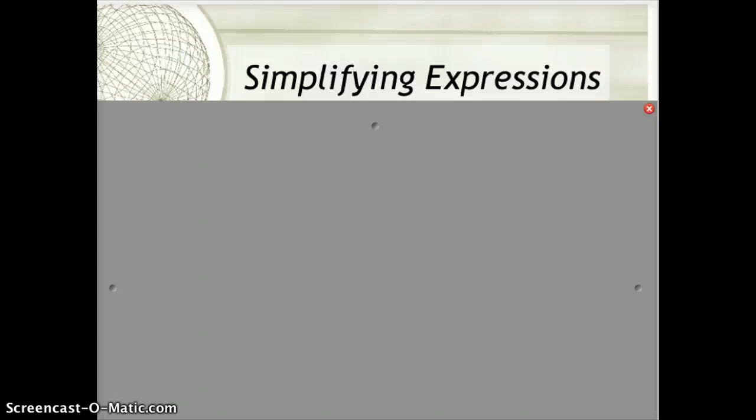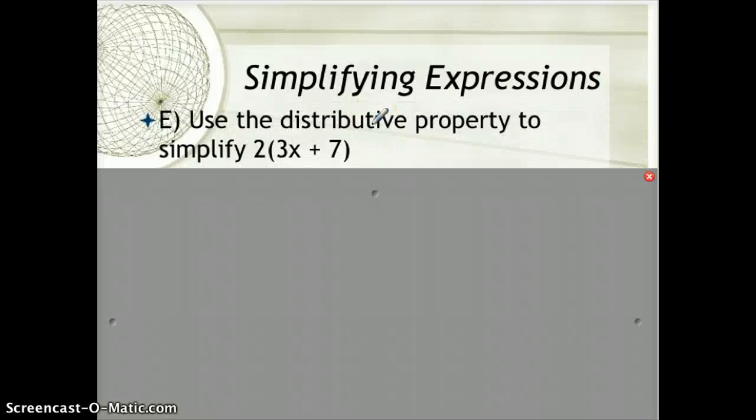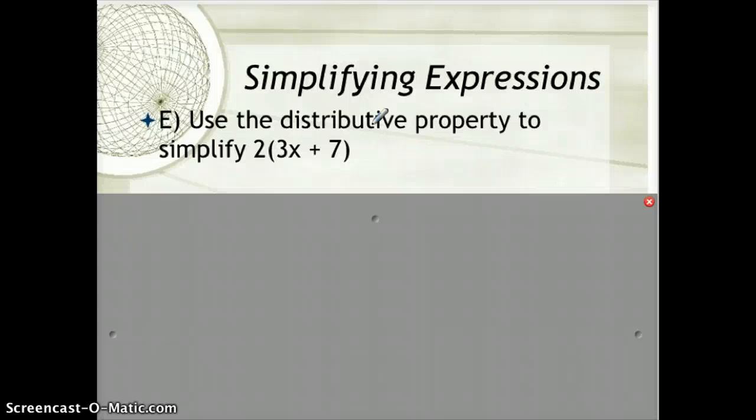Let's look at simplifying expressions that aren't just numbers, because this is probably even more common. It's very much a building block of algebra, working on skills like this. So if we use the distributive property to simplify 2 times the quantity 3x plus 7, we need to remember our rule was a times the quantity b plus c. That equals the same thing as ab plus ac.